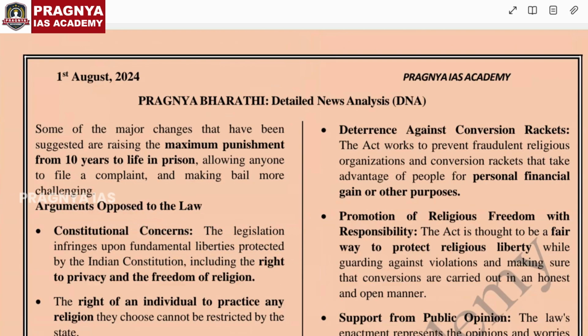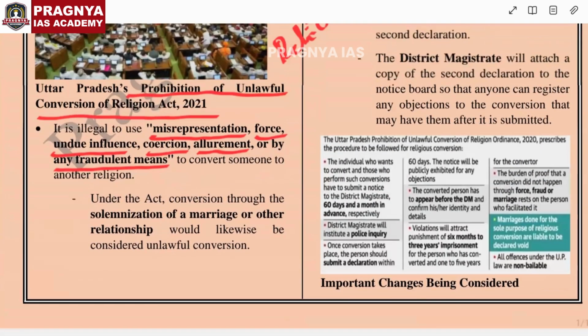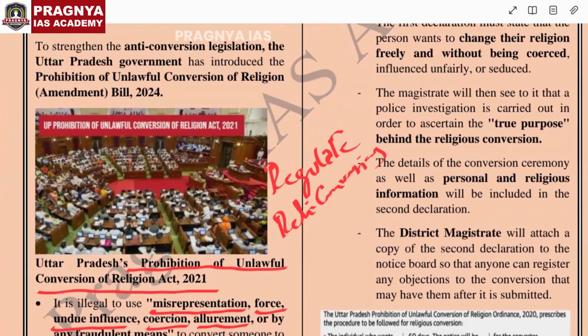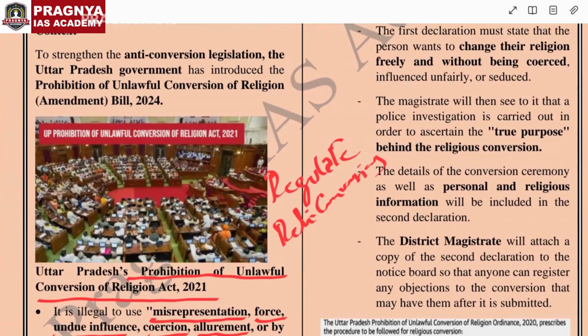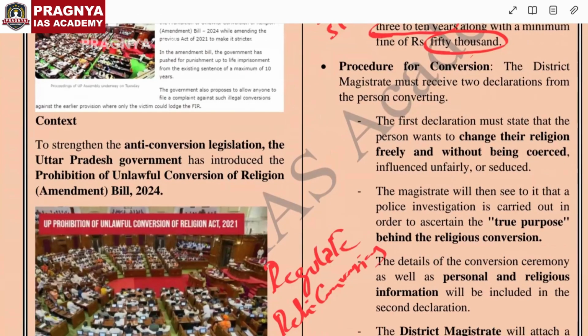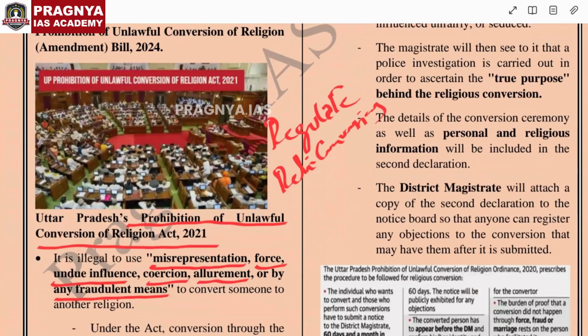Certain major changes have been suggested: raising the maximum punishment from 10 years to life imprisonment, allowing anyone to file a complaint, and making bail more challenging. And more importantly, if you observe here, the district magistrate will attach a copy of the second declaration.